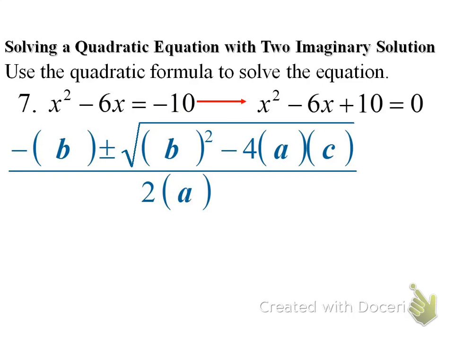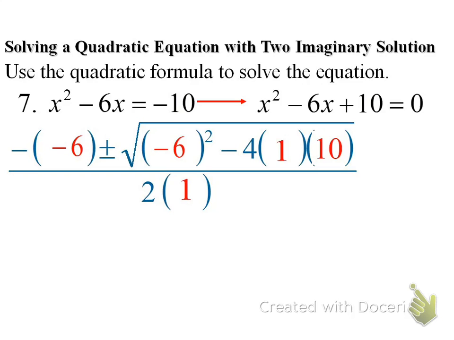Once we've done that, we can go ahead and set up the quadratic formula. All of our b's are going to turn into negative 6's. So I start with a negative 6, plus or minus the square root of negative 6 squared minus 4. My a is going to turn into a 1, and my c is going to turn into a 10, all over 2 times 1.